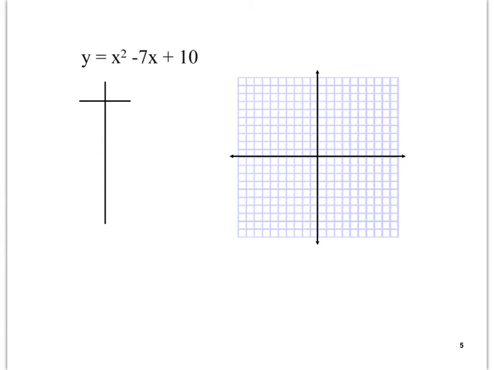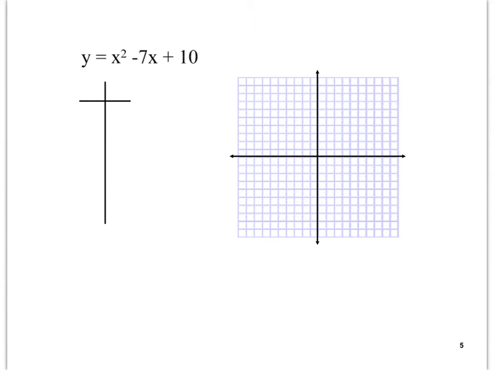Okay, let's do this guy right here. y equals x squared minus 7x plus 10. Remember, we're solving when y is equal to 0, so if you want, we can think of this as being a 0 right here, but we're going to try to find our x-intercepts. Notice now that my a is 1, my b is negative 7, and my c, of course, is 10. Let's find our vertex first.